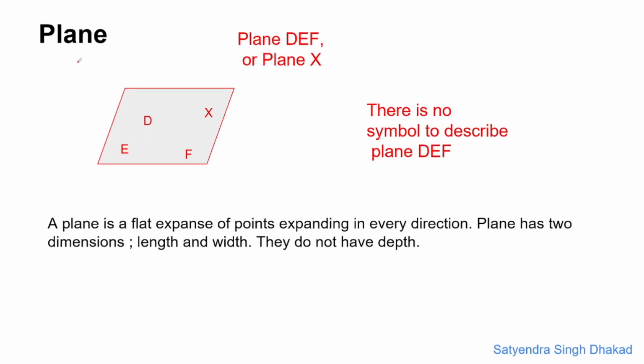Next is plane. What is a plane? A plane is an expansion of points in every direction. It makes a plane. And a plane has two dimensions, length and breadth, or width. And a plane does not have any depth.